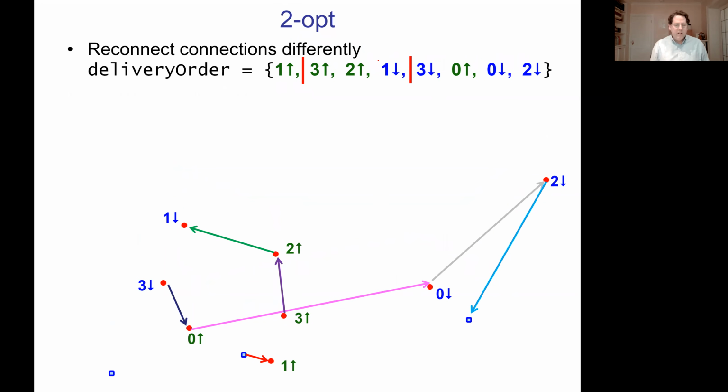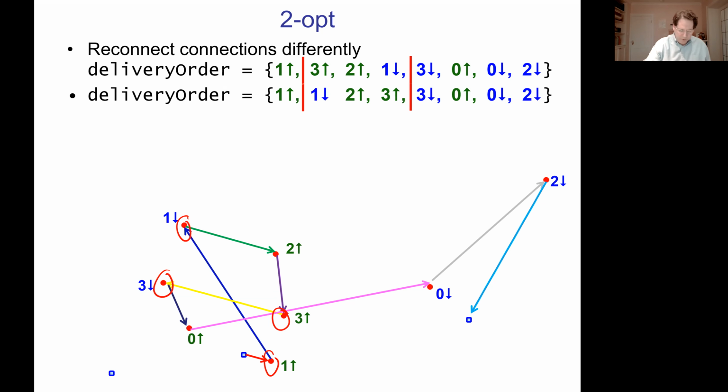Okay, now I need to reconnect it. And I want to reconnect it differently. So let's say I reconnect it this way. I connect from pick up one to drop off one. I connect from pick up three to drop off three. So in order to do that, what I've actually done is basically reverse the order of this subpath. Okay, so reversing the order of this subpath is what it took to go from the original tour or path that I showed you to this new one.